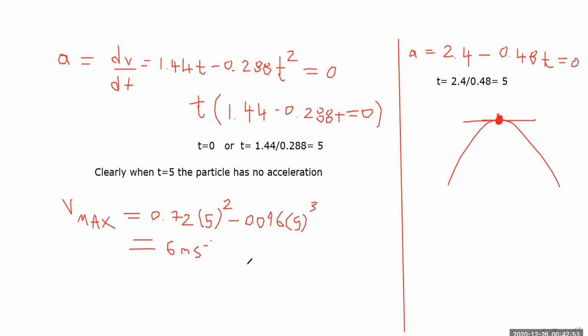That's the maximum velocity. And you can check it in the other formula as well. You're going to get the same answer. 2.4 times 5 minus 0.24 times 5 squared. You're going to get 6. So the maximum velocity is 6. Then part C now. So this is part 1. This is the answer for part 1, which is 5. This is part 2.